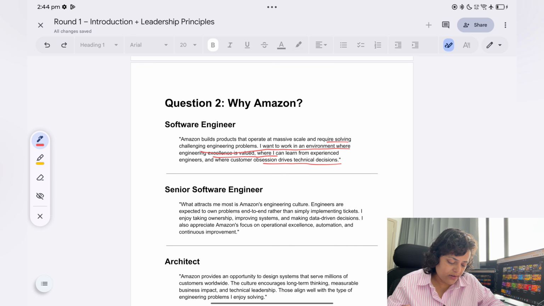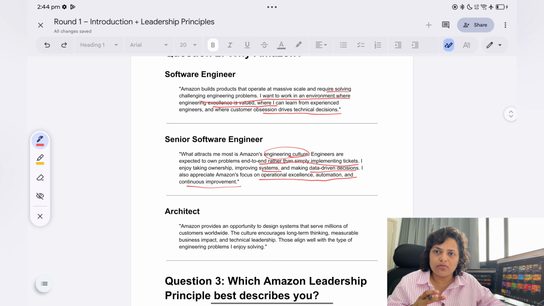Now second, a senior software engineer, what would he answer here? What attracts me most is Amazon's engineering culture. Engineers are expected to own problems end to end rather than simply implementing tickets. I enjoy taking ownership, improving systems, and making data driven decisions. I also appreciate Amazon's focus on operational excellence, automation, and continuous improvement. Here he is not talking much about technical things, but about leadership, ownership, and all those things. Ownership is important for a software engineer also.